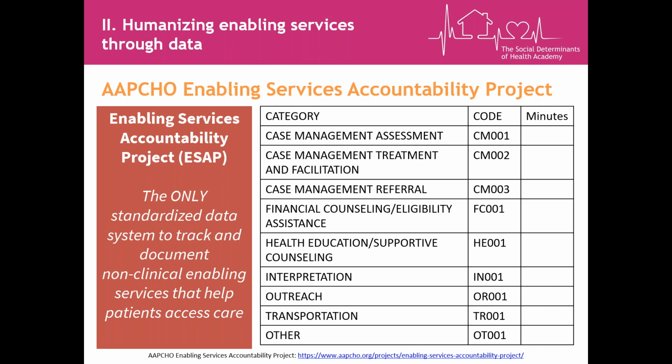So here in front of you on your screen, you'll see that at the time, we looked at 9 enabling services measures, like case management, financial counseling, outreach, and so forth. And we looked at 2 performance measures, including adult diabetes and childhood immunization. Next slide, please.